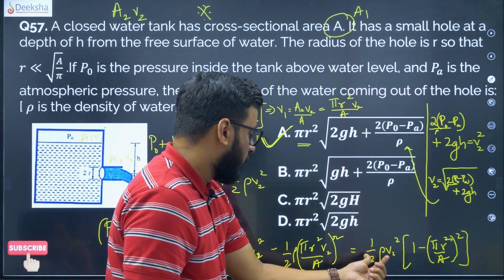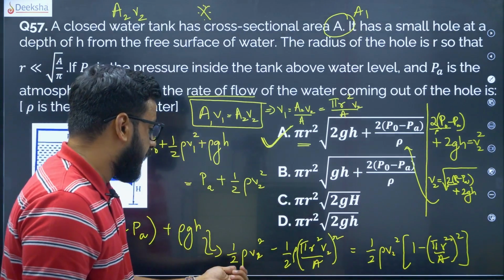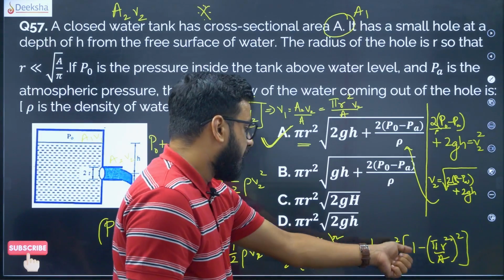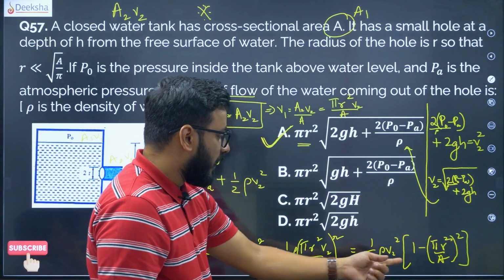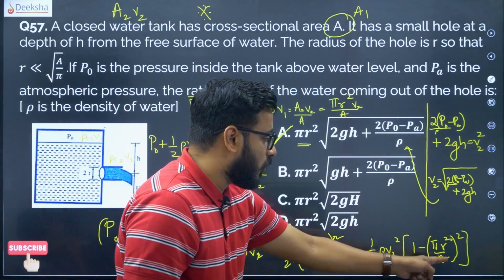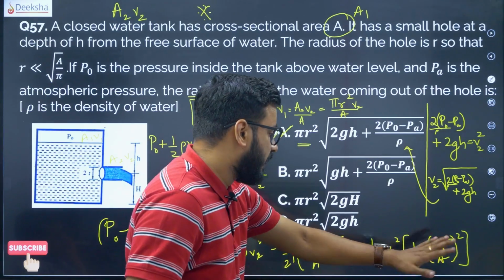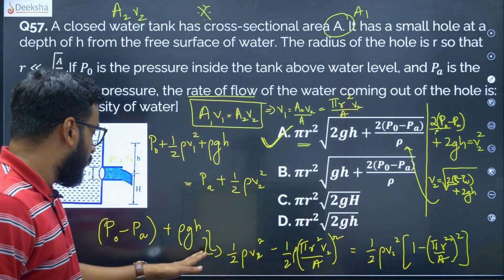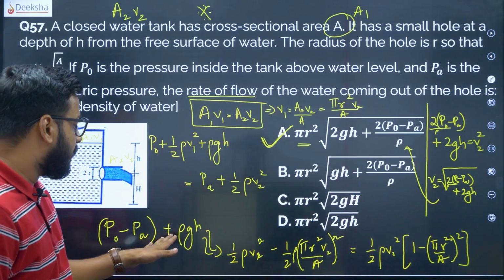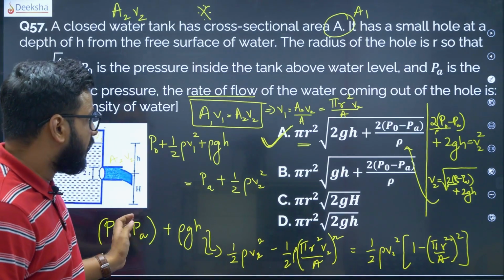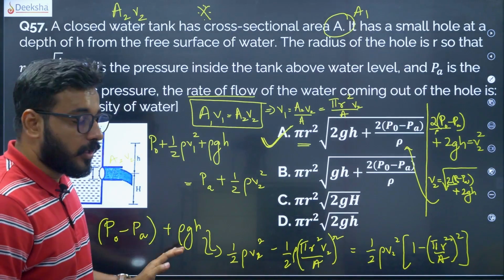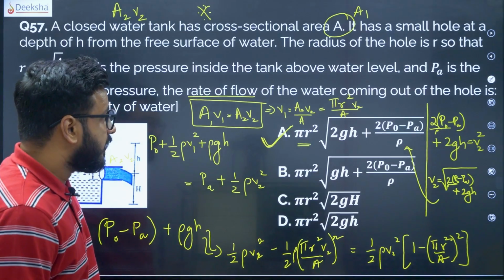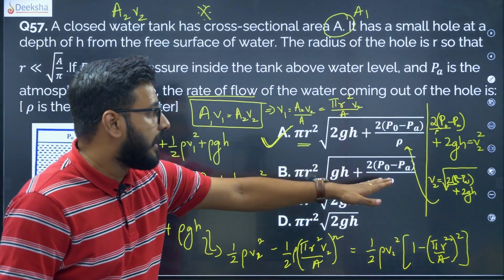So half rho V2 square is common, so that is taken out. Now what is remaining? 1 minus pi r square by A whole square. So this is a very small quantity, we can neglect it. So now half rho V2 square is equal to P0 minus Pa plus rho gh. Fine, and then you will get this answer.